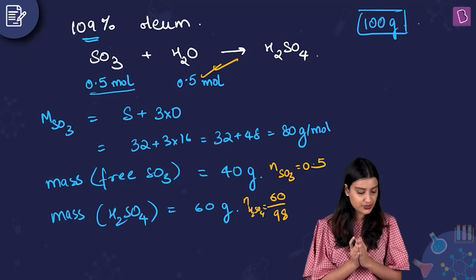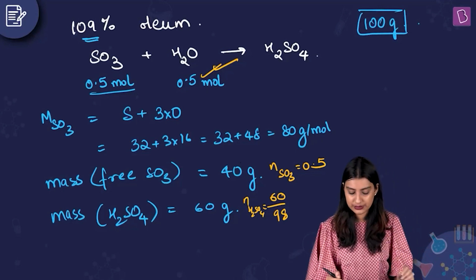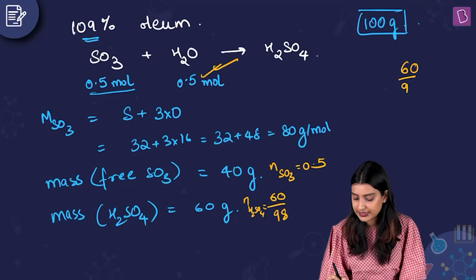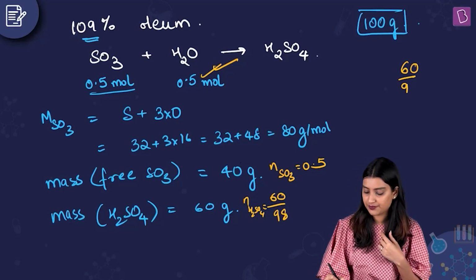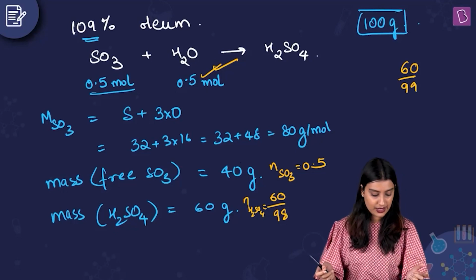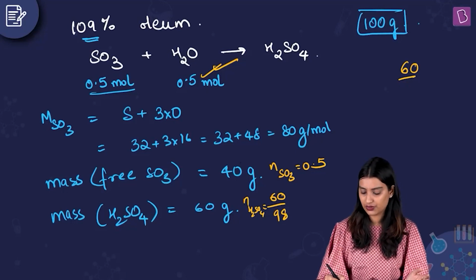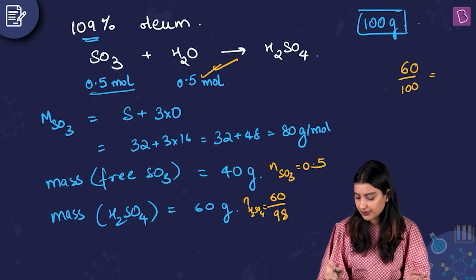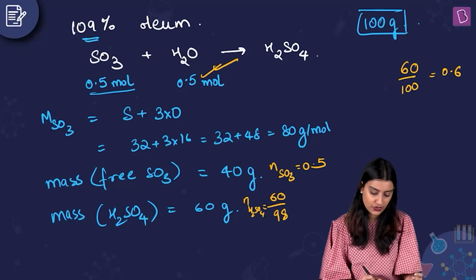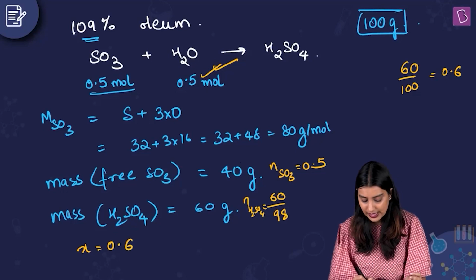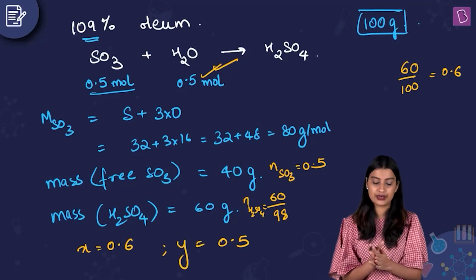I would suggest we take some approximations and try to get as close to the answer as possible. So we'll do 60 by 98. Let's say I approximate this 98 to 99. So then what will I get? Or you can directly approximate this to 100. Not a problem. You'll get a very minor change. So this will come out to be 0.6 moles. So basically your X is 0.6 and your Y is 0.5. Correct? This is what we're getting.